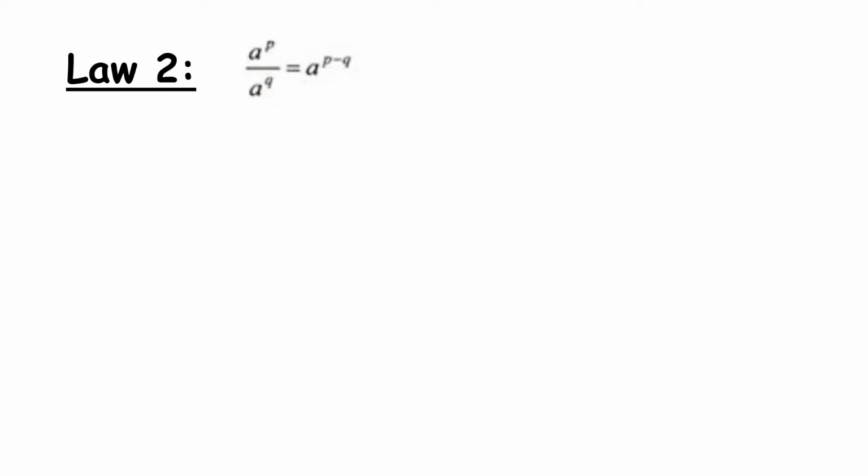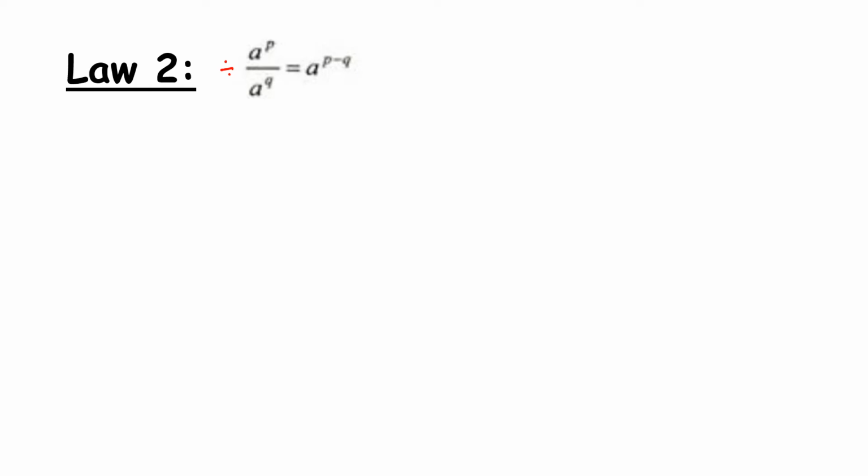So now let's take a look at Law 2. Law 2 is about division. Just as a reminder, anything that's written as a fraction can also be rewritten as division. We're going to focus on it as division just for a minute, and then we'll go back to using the fraction notation. So a to the power of p divided by a to the power of q is equal to a to the power of p minus q. So we're subtracting the powers.